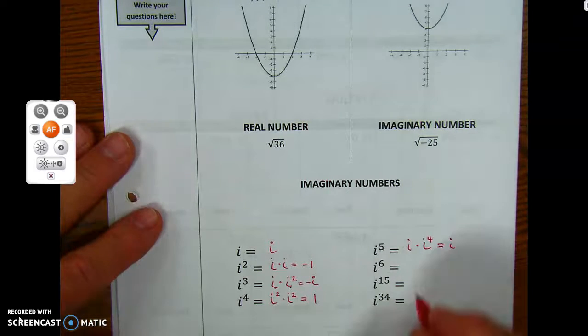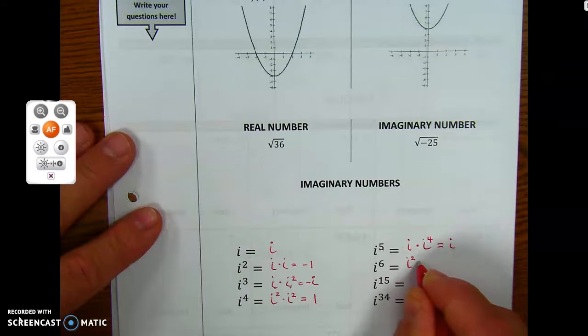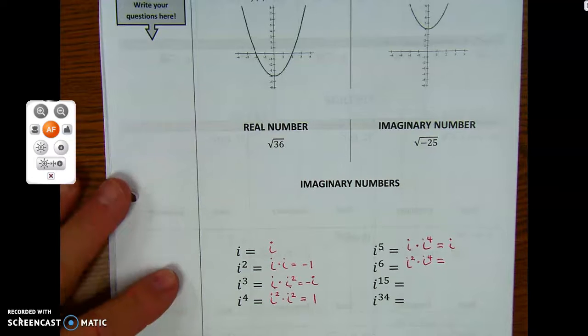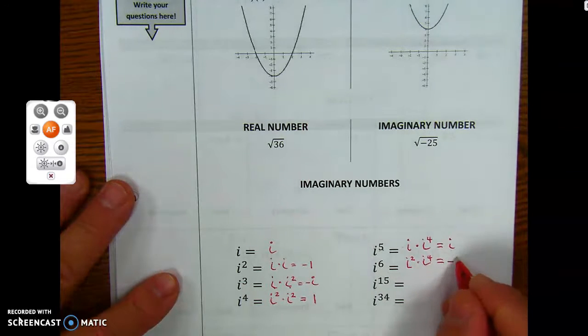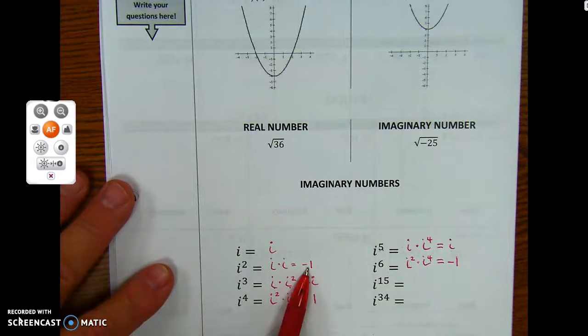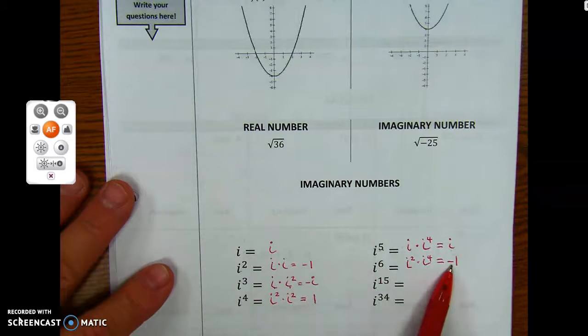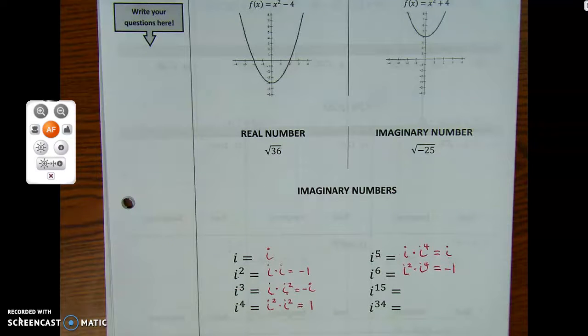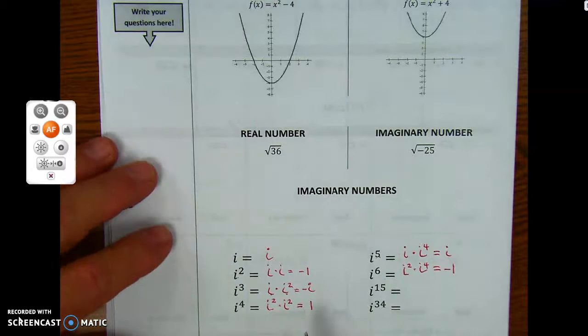They're both i. i to the sixth is i squared times i to the fourth, because 2 plus 4 is 6. Well, i squared is negative 1, and i to the fourth is 1. What's negative 1 times positive 1? It's just negative 1. So i to the sixth is going to be negative 1. And you could guess that i to the seventh is going to be exactly the same as i to the third. i to the eighth is going to be exactly the same thing as i to the fourth.